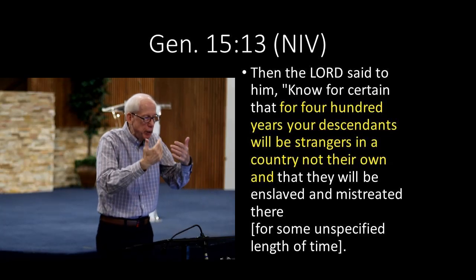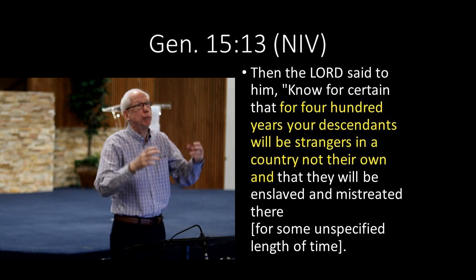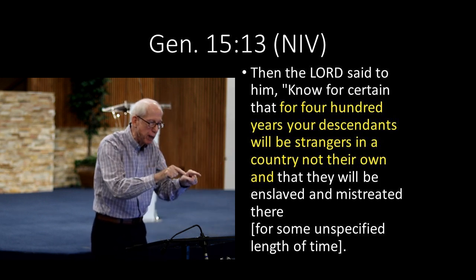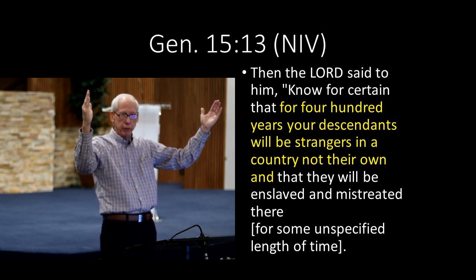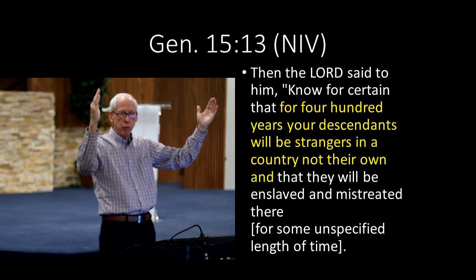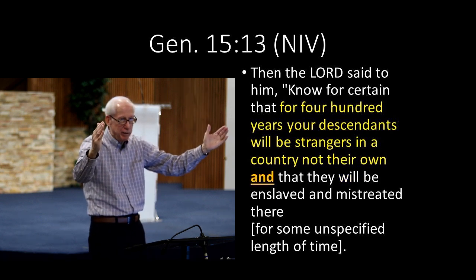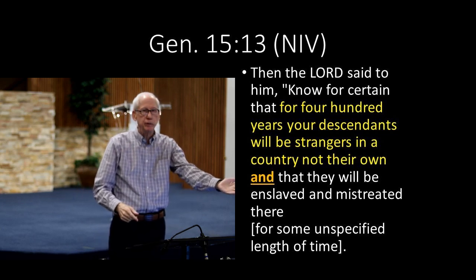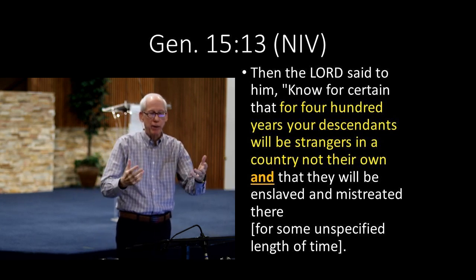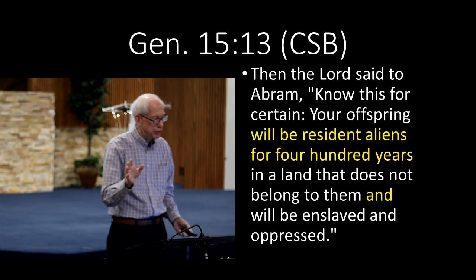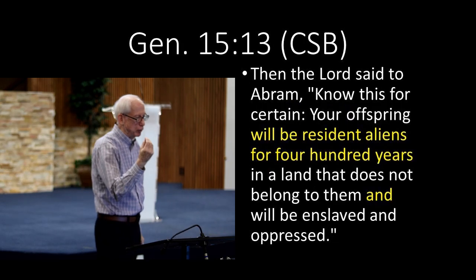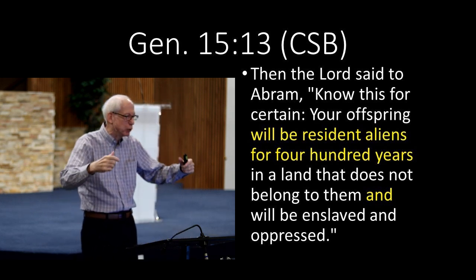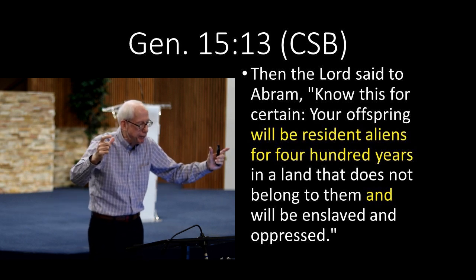This is a rounding. So God is saying that in the future, know for certain that for about 400 years, your descendants will be strangers in a country not their own. That's going to be the total period of your being in a foreign land. And they will be enslaved and mistreated there, I added the brackets, for some unspecified length of time. You see how that works? The Christian Standard Bible is the same in meaning. It says, "Then the Lord said to Abram, know this for certain, your offspring will be resident aliens for about 400 years in a land that does not belong to them."